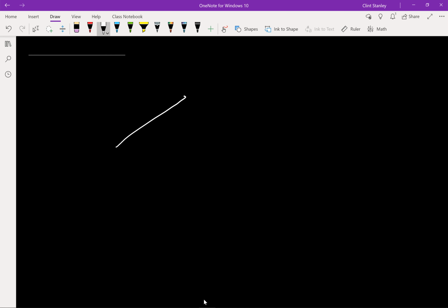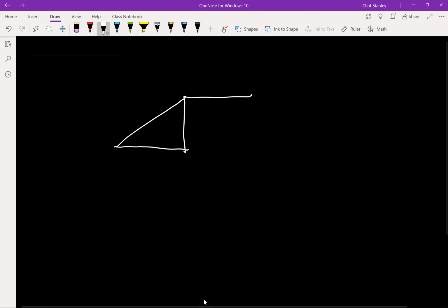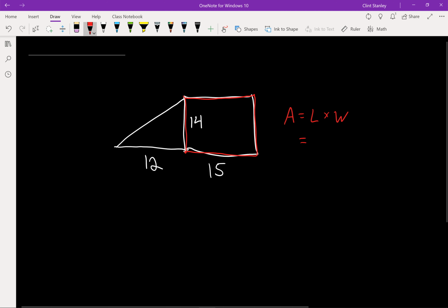Okay. Let's see. So we've got a triangle, and then we also have a rectangle. 12, 14, 15. Sorry, this drawing's so terrible. Okay, so on this one, I'm going to start with the area of the rectangle part. For area of a rectangle, it's length times width. So here I'm going to do 14 times 15. Let's see, 14 times 15, I get 210. And that's the easy part.